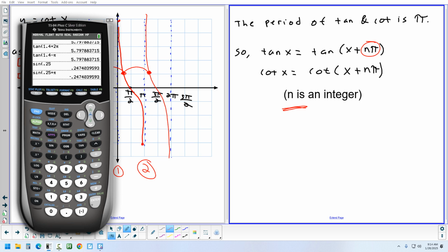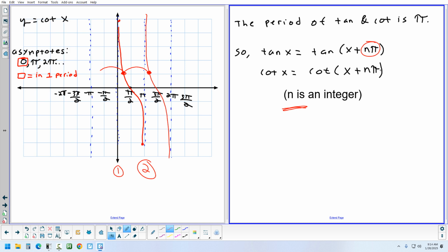What was it for sine and cosine? Was it pi over 2? No. For cosine or sine? No, it wasn't pi over 2. Where is this pi coming from? That pi that I put there is the what? It's the period. The period of the tangent and the cotangent function.